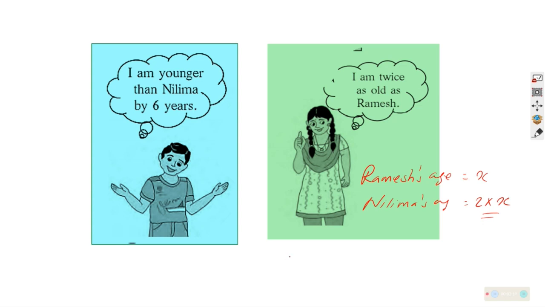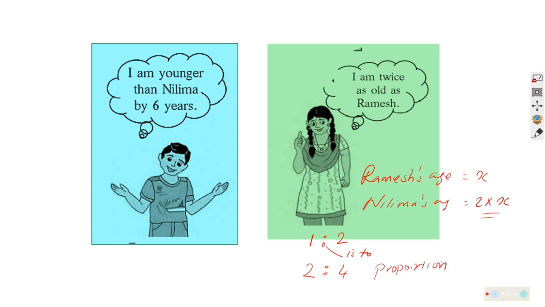The other way is, if Ramesh is 1 year old, then Nilima will be 2 years old. The ratio or the relationship is 1:2. This is read as 1 is to 2. You can say if Ramesh's age is 2, 2 times of it, 4 will be Nilima's age. That proportion is maintained. I used the word proportion. This way, expressing the relationship between two numbers is called proportion.